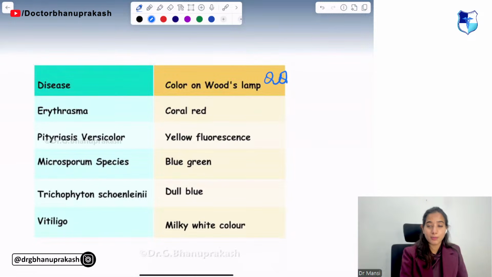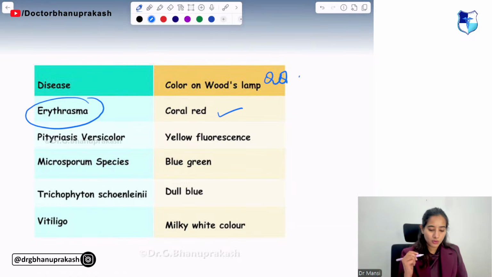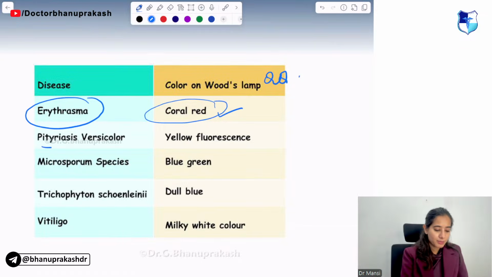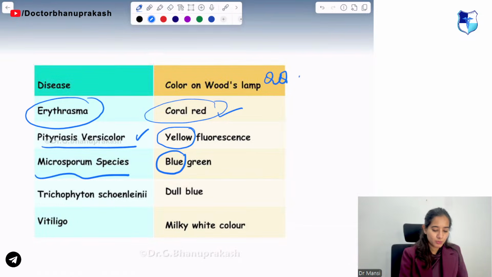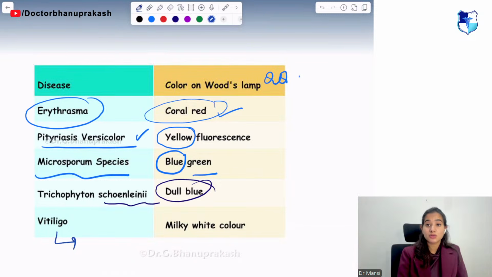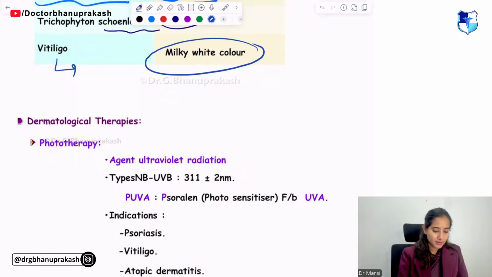And this is important. Apart from the image, they can ask you about erythrasma. We have already done it. On Wood's lamp examination there is a coral red fluorescence. In pityriasis versicolor, there is a yellow fluorescence. In Microsporum species it is blue-green, whereas in Trichophyton schoenleinii it is dull blue. And in vitiligo, the depigmented disorder, everything is going to turn chalky, milky white in color.